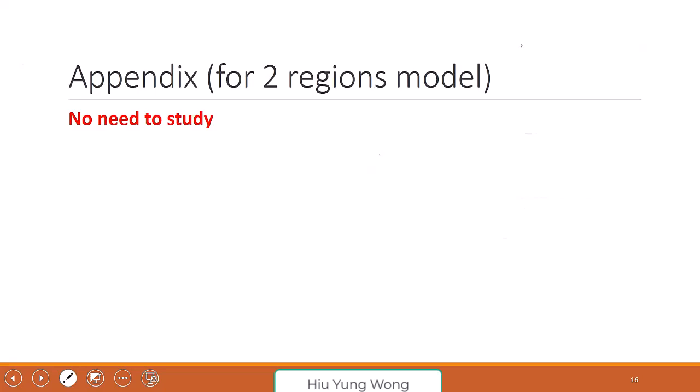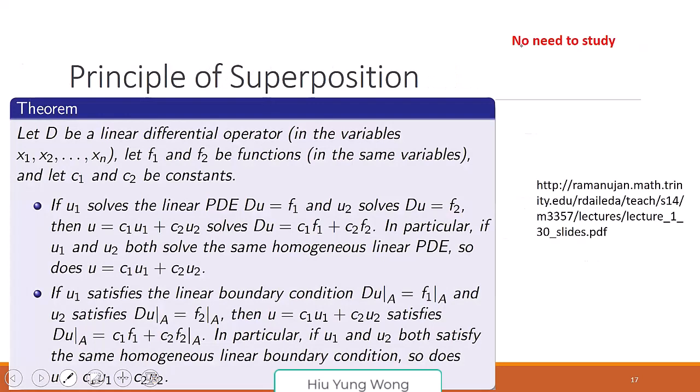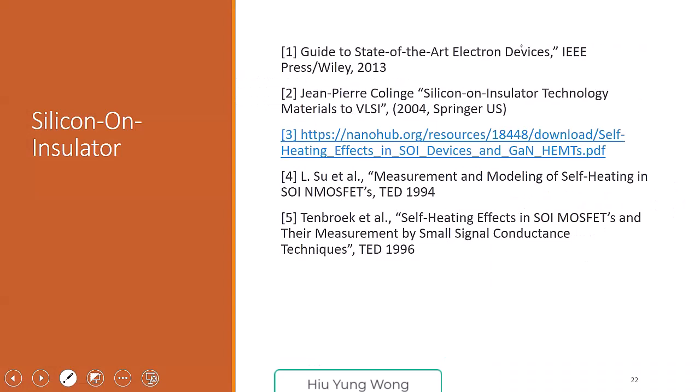Here is some appendix for the 2-region model. No need to study, but if you are interested, I include it for your information. And then we will start talking about silicon on insulator. This is what you need to study. This is a new topic. Okay, so before I continue, any questions on the scaling?